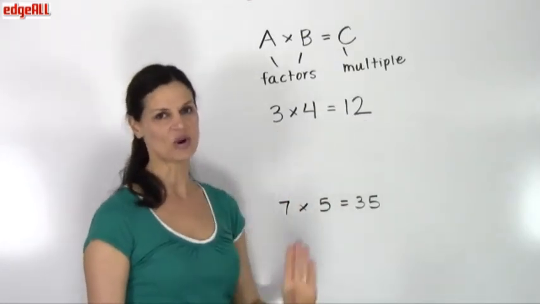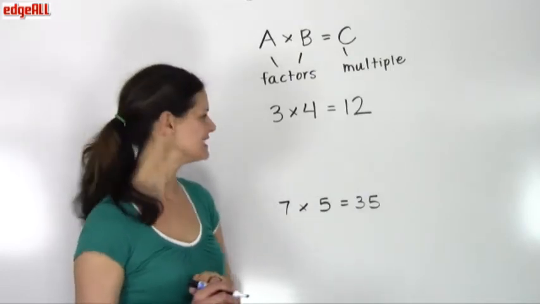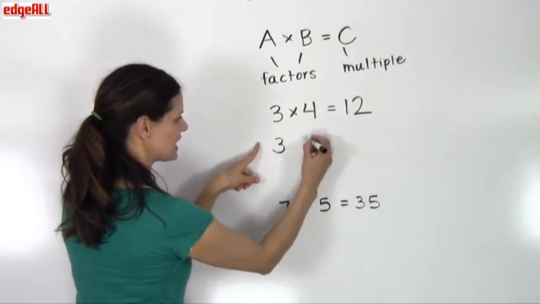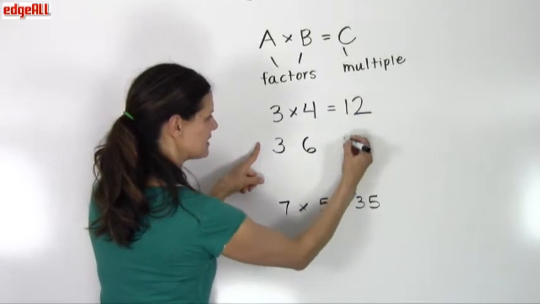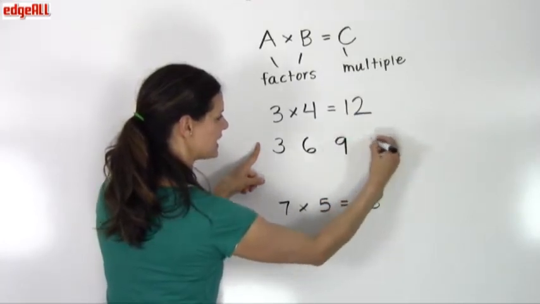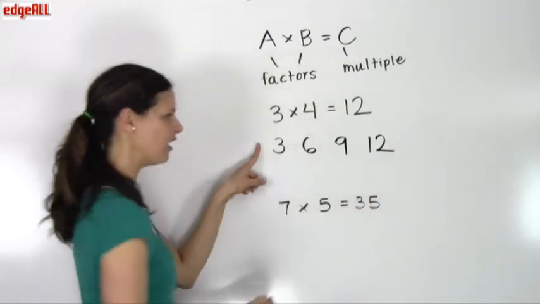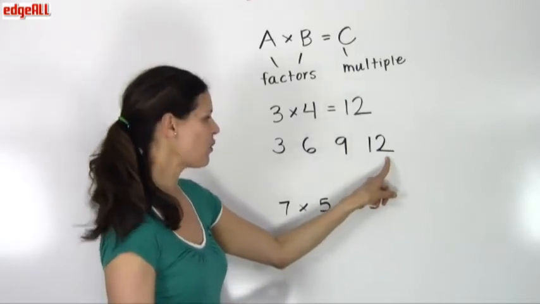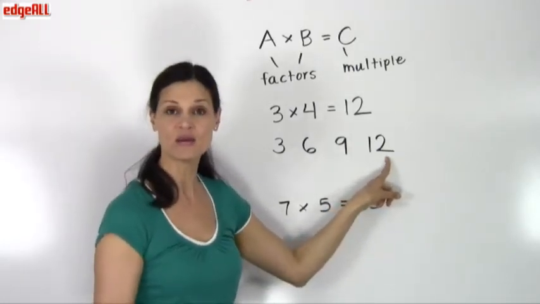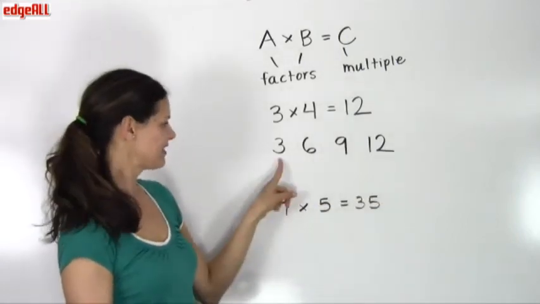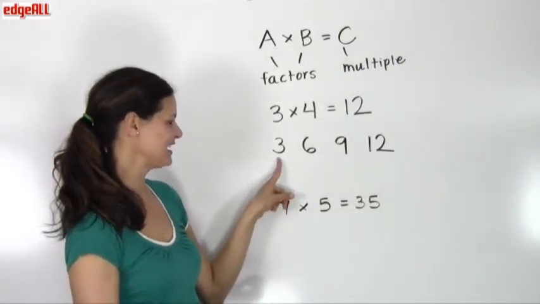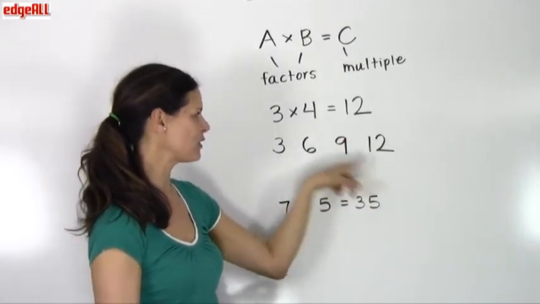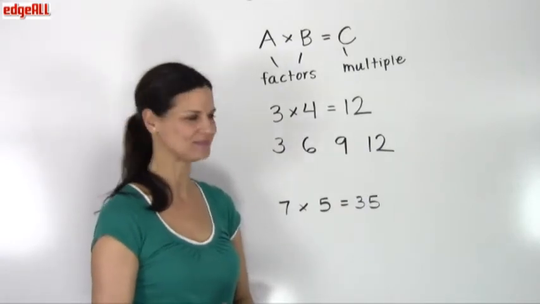We can look at the order of the multiples of 3 to take a little closer look. 3 times 1 equals 3. 3 times 2 equals 6. 3 times 3 equals 9. And 3 times 4 equals 12. So these are all multiples of 3. 12 is actually the fourth multiple of 3. 3 is the first multiple of 3. 6 is the second. 9 is the third. And 12 is the fourth multiple of 3.